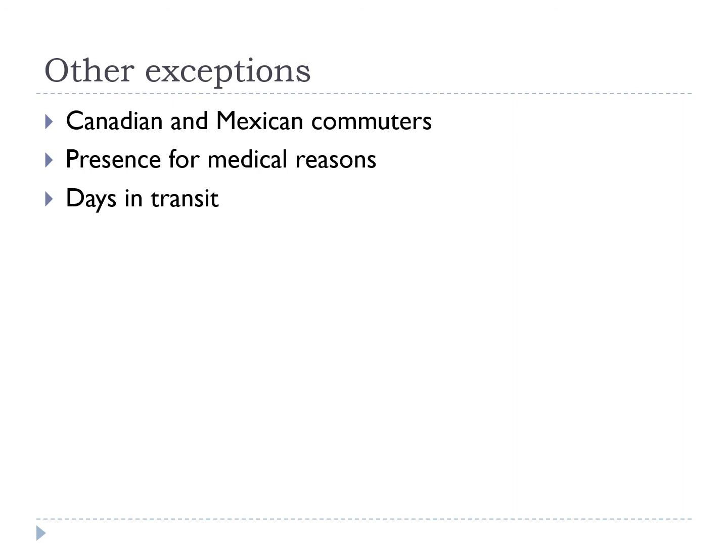An alien individual may exclude, for purposes of the substantial presence test, days of physical presence in the United States if the individual is in transit between two foreign points and is physically present in the United States for fewer than 24 hours.